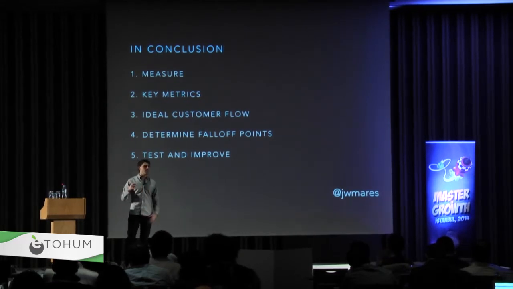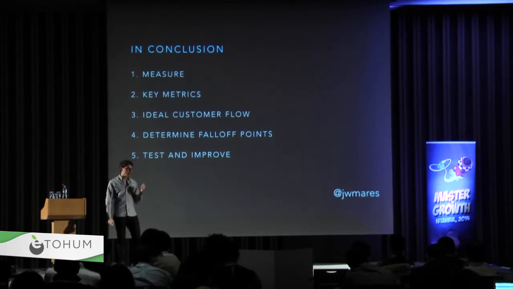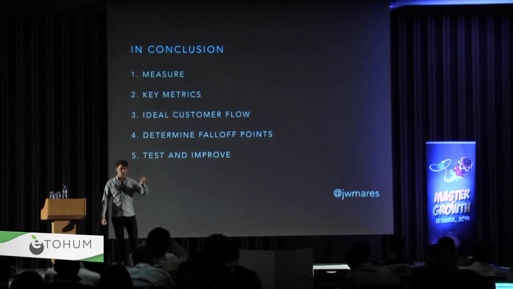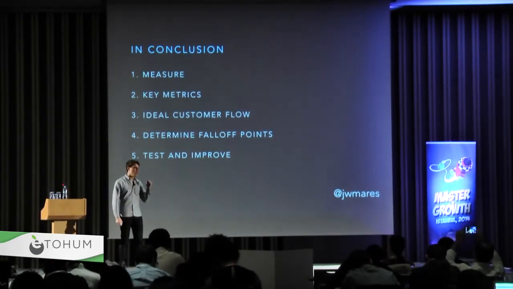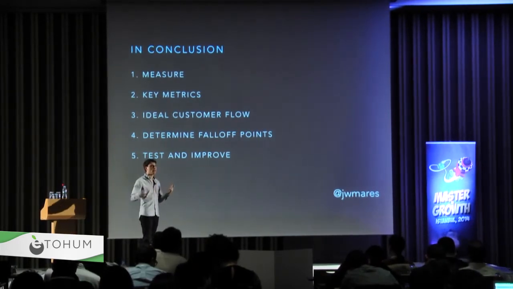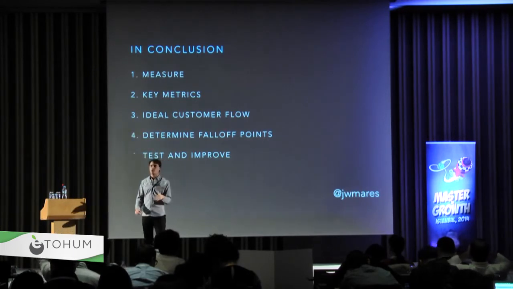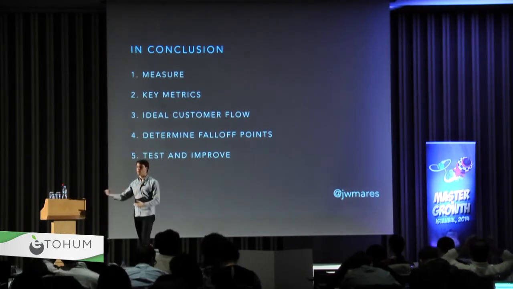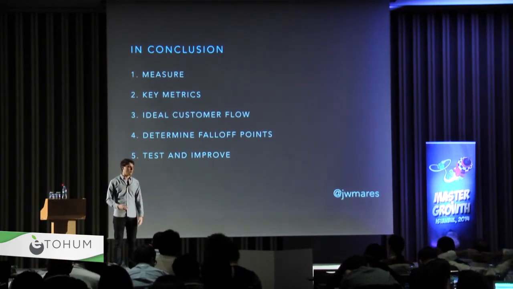So in conclusion, I want to open this up for questions. That is our conversion hacking process. That's what we did around pricing. If you're thinking about a certain metric you want to improve, you want to measure, figure out your key metrics, map out your ideal customer flow, determine the fall-off points, and then test and improve to figure out how to get more people through your funnel and through these fall-off points.